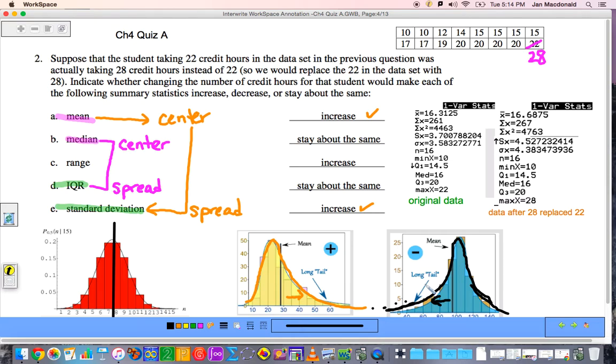So it's no surprise when I look back at the prompt, because I changed a value, I made it larger, and clearly larger than the rest. Four people took only 15 credit hours. This is like a double course load, right? So we increased the number of credit hours, and we expected an increase in the mean, an increase in the standard deviation, and because we changed our maximum value, that increased the range. And hopefully we've learned that the median and the IQR remain about the same.